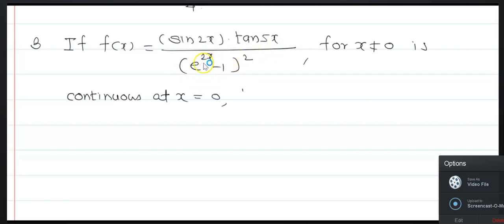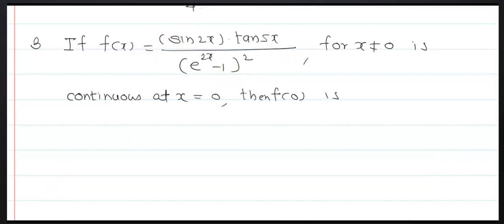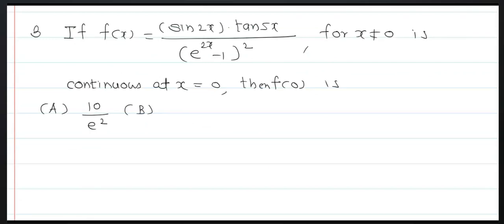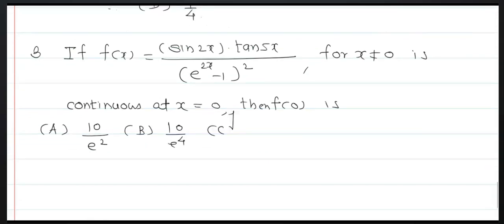What is our standard formula? E raised to x minus 1 upon x. Therefore divide n and d by x square, then we can get the solution of this problem. Continuous at x equal to 0, then find f of 0. The given function is continuous, and that's why the value of the function is equal to the limit of the function.